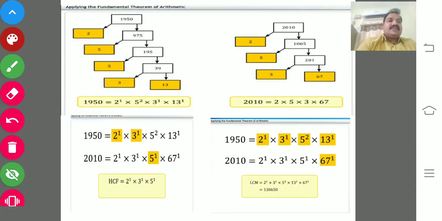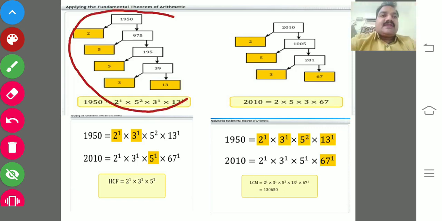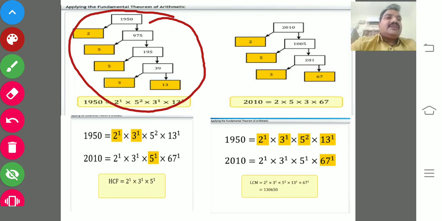Yes children, this is very, very important. If you want to find out the LCM and HCF of any two numbers, how will you calculate? This is very, very, very important. Just keep concentrating. Here 1950, already in previous slides, I have explained how to do the prime factorization and the tree method also. So 1950 needs no explanation, because we have already discussed it in the previous slide. Here you just go with that.